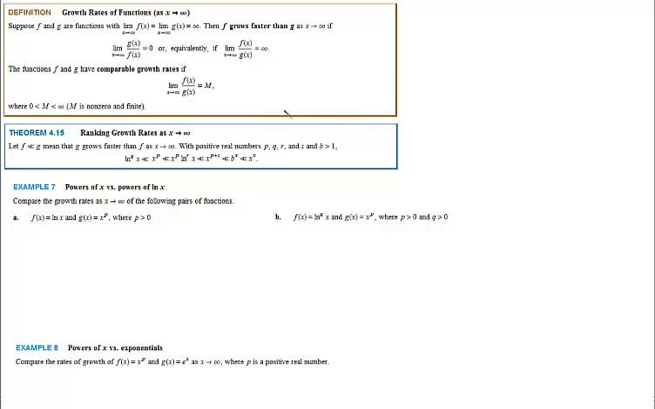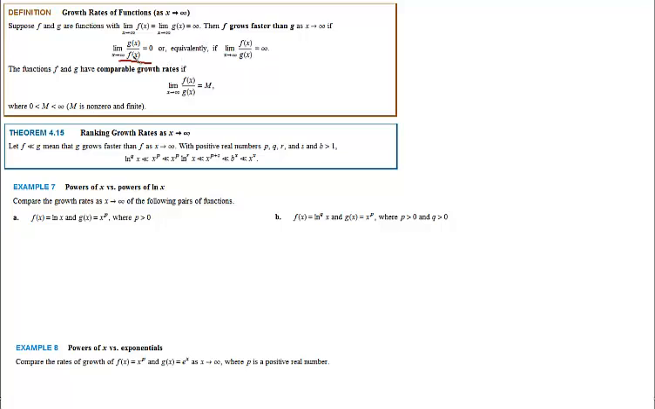In this next section of content, we're comparing functions that both go to infinity. So if I look at this one right here, this would go to 0 if both f and g, understand, as x is going to infinity, both of them are going to infinity, but one of them is going to infinity faster.